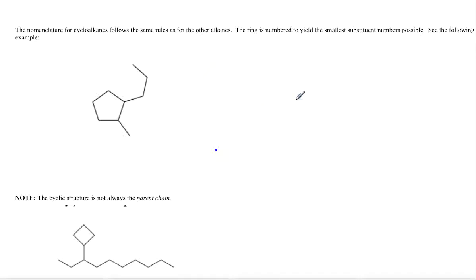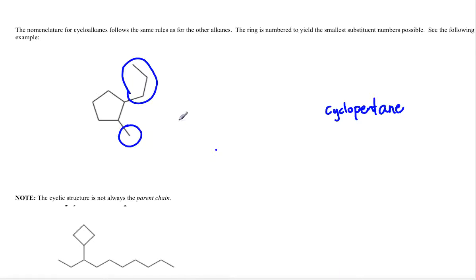So as always, we need to identify the parent chain first. So here we've identified that it is the 5 carbons in a ring that are all single bonded. So cyclo tells us that they're in a ring. Pent tells us that there are 5 carbons, and the ane tells us that they are all single bonded. So this is a cyclopentane. And our next step is to identify the substituents and their positions.